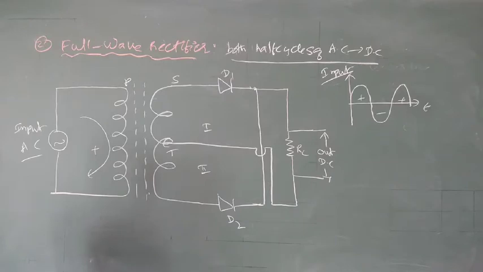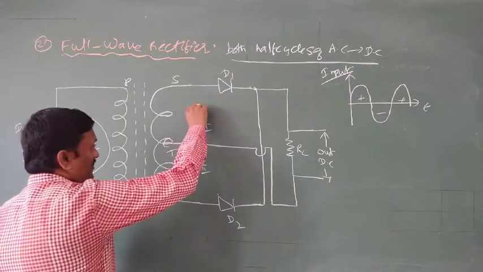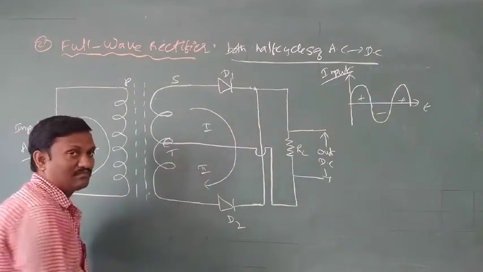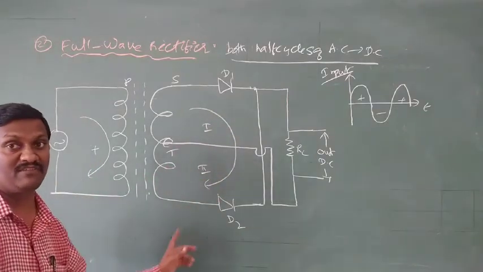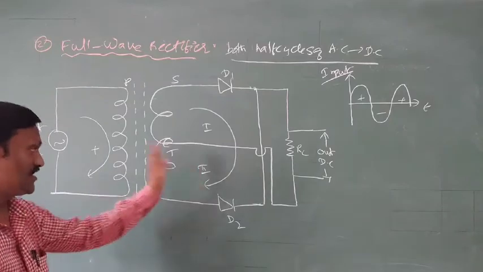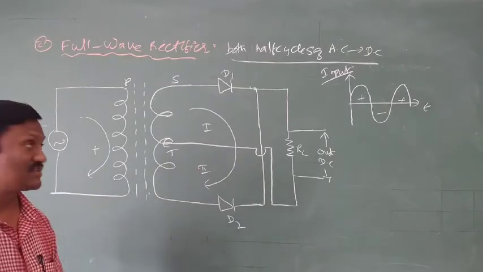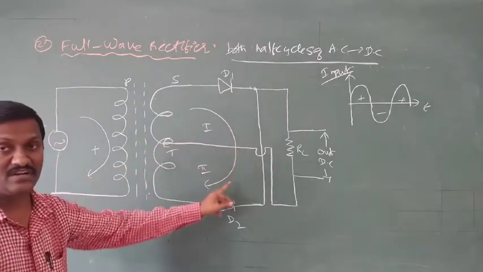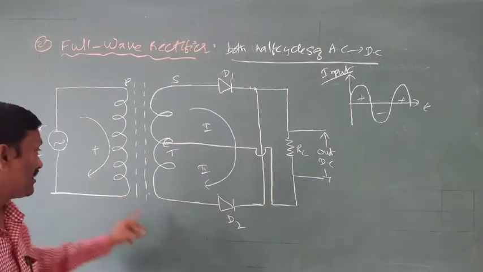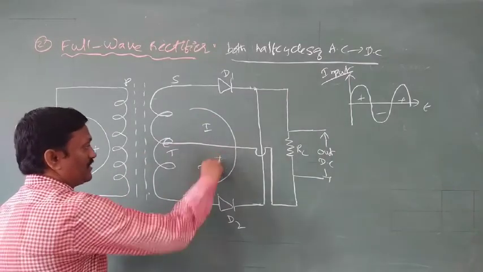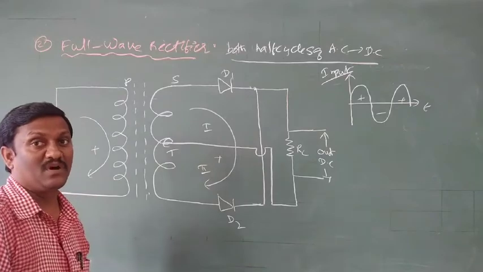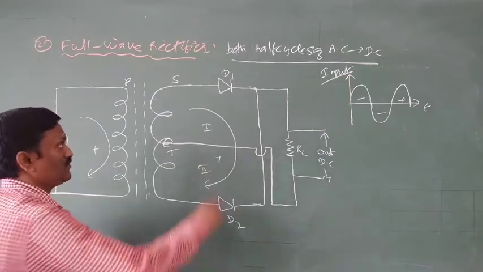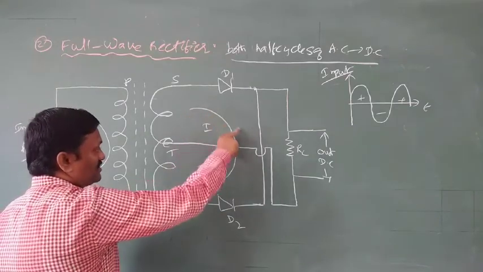Positive current means clockwise current is passing. The same positive current is also induced in the secondary coil, because a transformer works on the principle of induction. So during the positive half cycle of rectification, positive current is passing, and positive current is clockwise current.